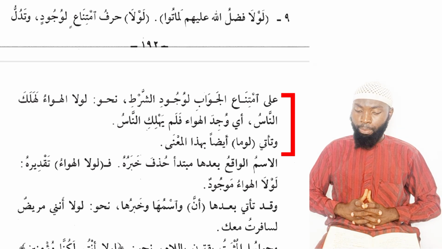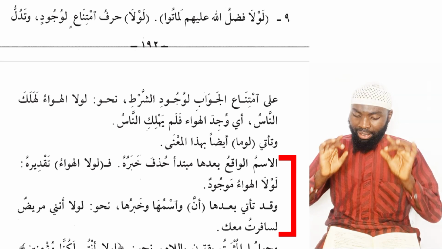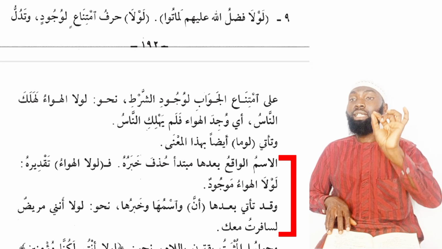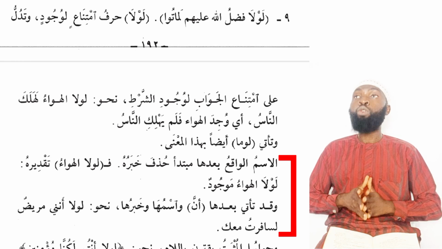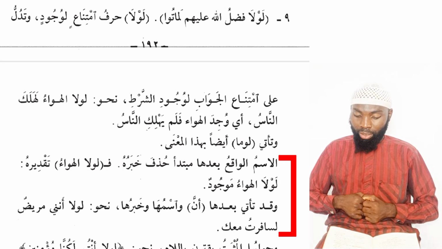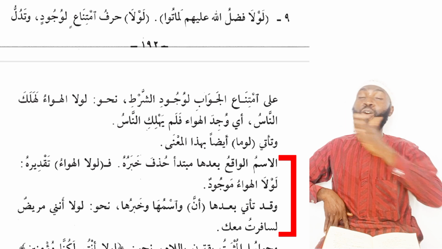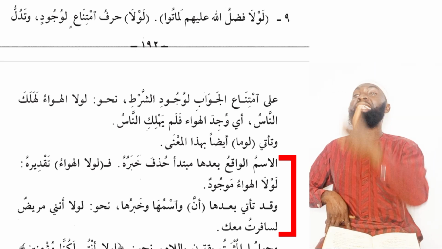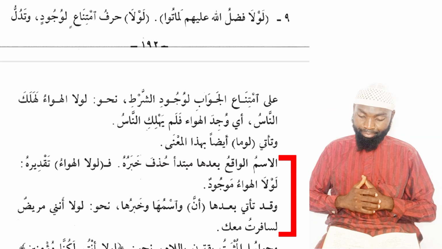Al-ismu al-waqi'u ba'daha mubtada hudifa khabaruha, falawla al-hawa'u. So the word laula, whenever it comes, the noun coming after it is the mubtada, the nominal noun. As for the predicate, it is usually omitted. Because when you say laula al-hawa'u, if not for the air, taqdiruhu, what has been omitted is what? Laula al-hawa'u mawjudun, if not that the air is present. But the mawjud is omitted. So you say laula al-hawa'u mawjudun lahalaka an-nasu. If not that the air is present, people would have died. But the word mawjud is usually omitted.